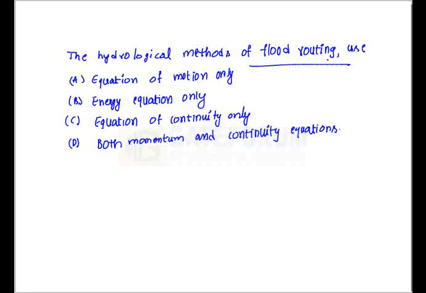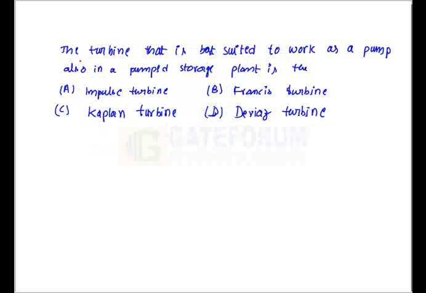Routing uses the equation of continuity only. So option C is correct. The turbine that is best suited to work as a pump also in a pumped storage plant is Deriaz turbine. Option D is correct.